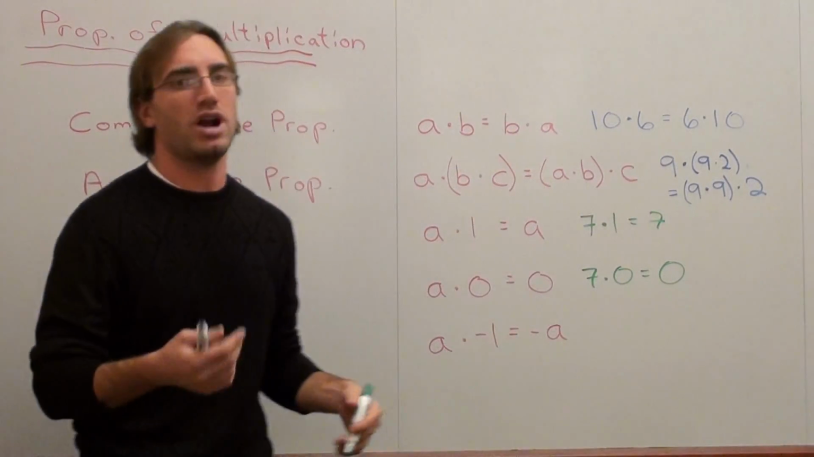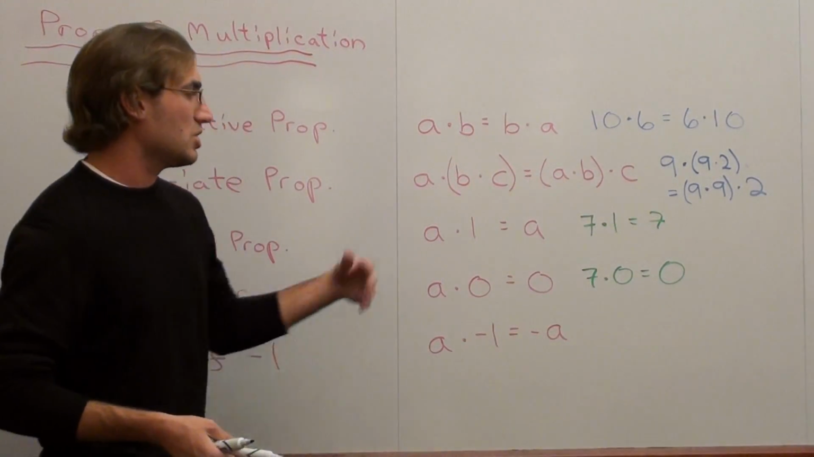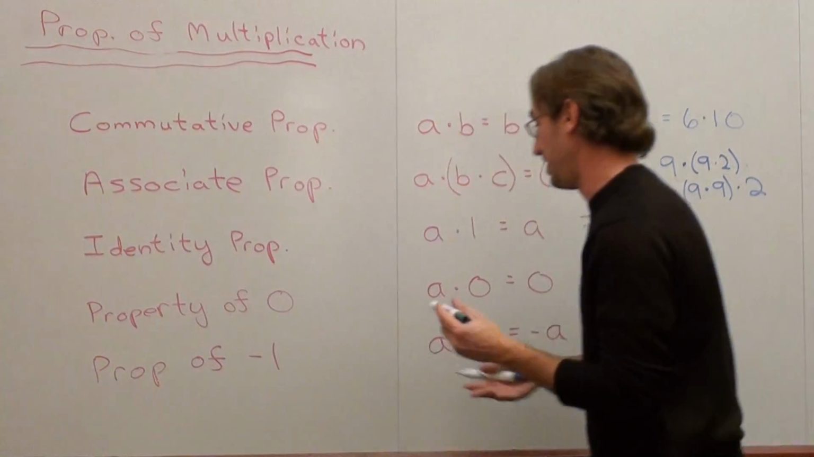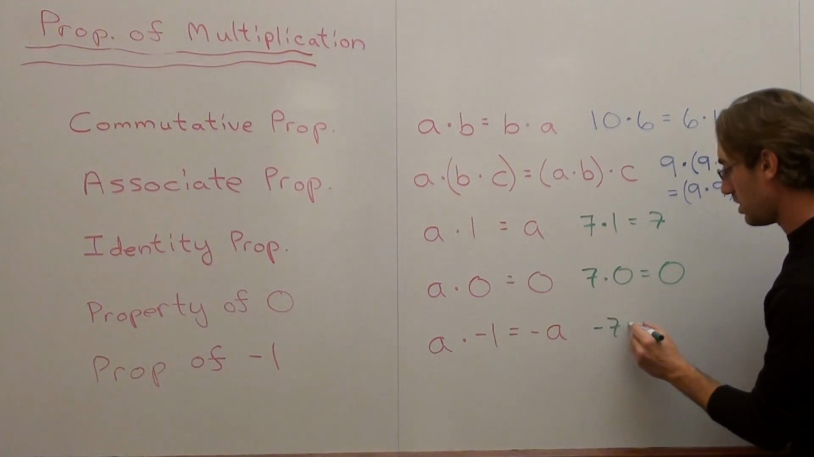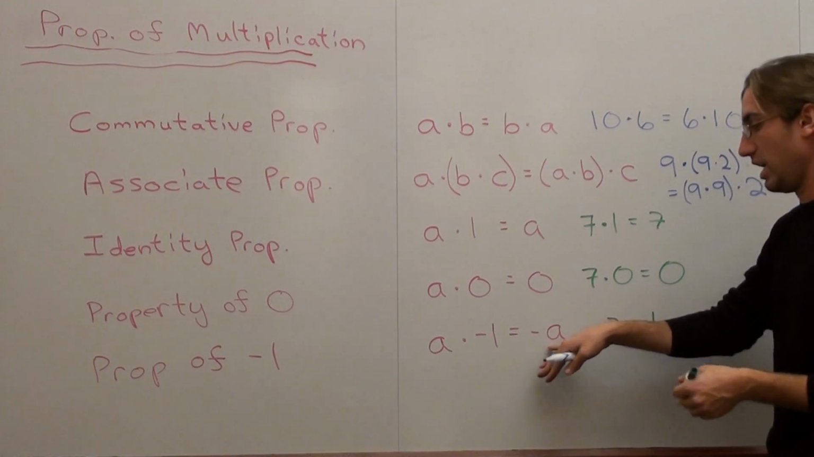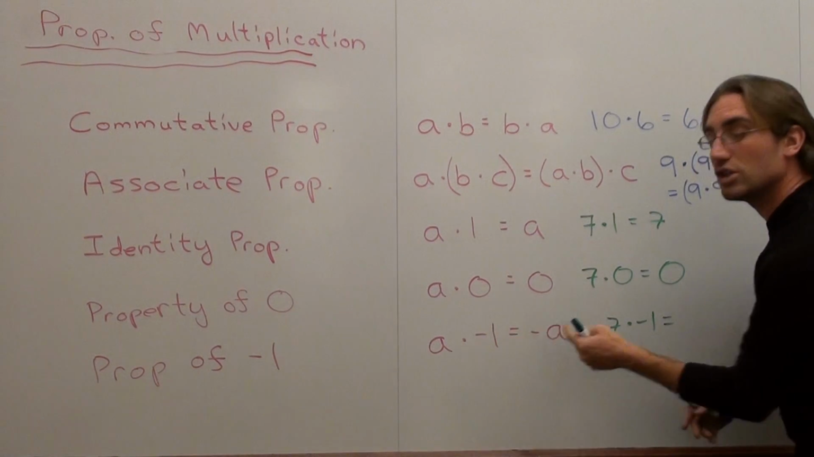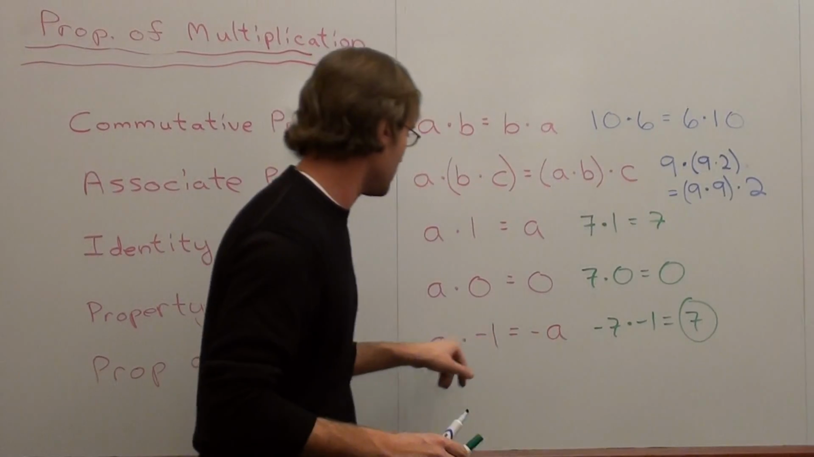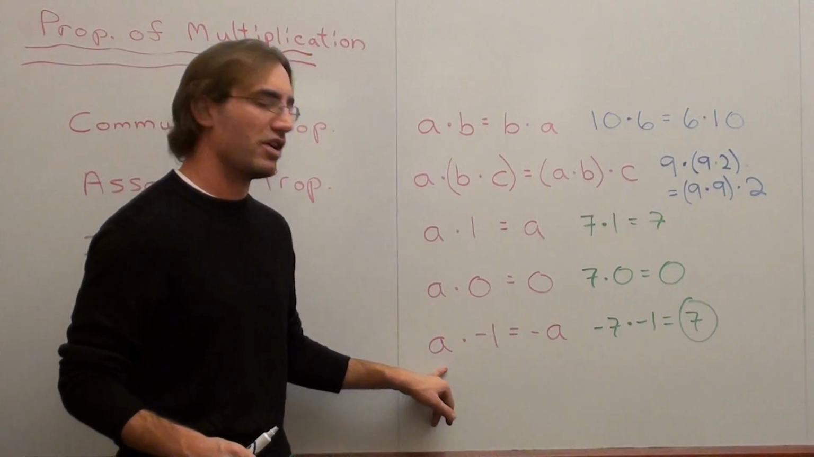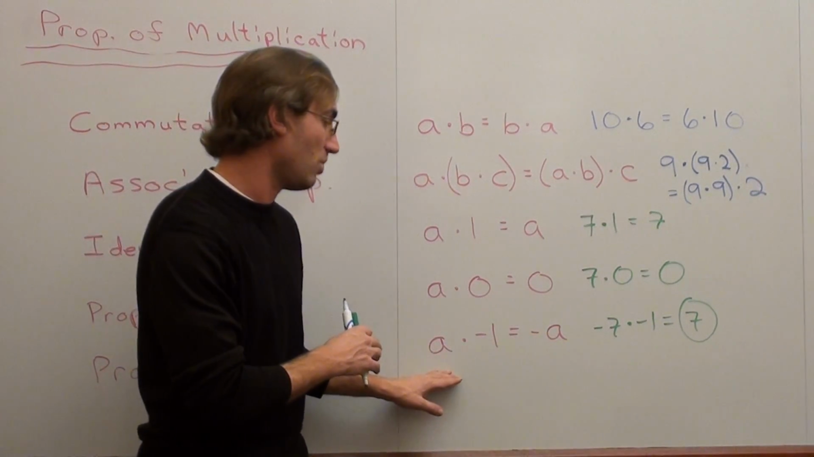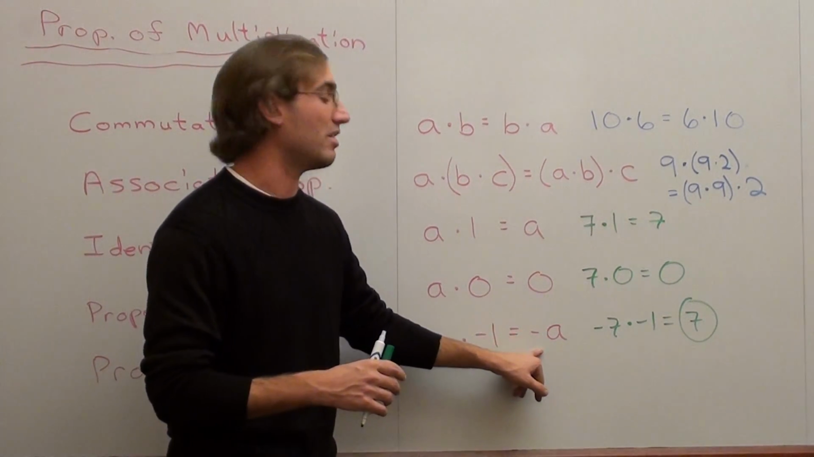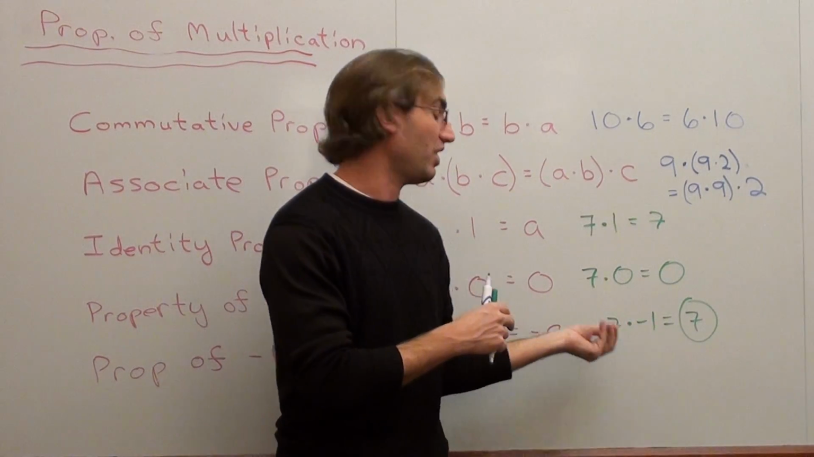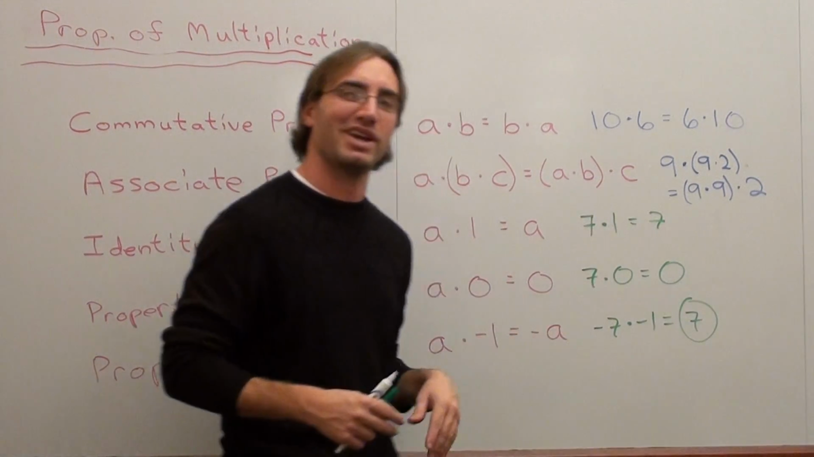And the last one is the property of -1. And 7 times -1 is -7, but it also works in the other way. Let's say I have a negative number, and I multiply by -1, it's going to change it to whatever it was. Now somebody would say, well, that doesn't make sense because here it's positive and here it's negative. No, this is a variable. I can substitute anything I want in. It's just going to be the opposite of that variable. So if I substitute in a negative number, it's going to be positive. If I substitute in a positive number, it's going to be negative.